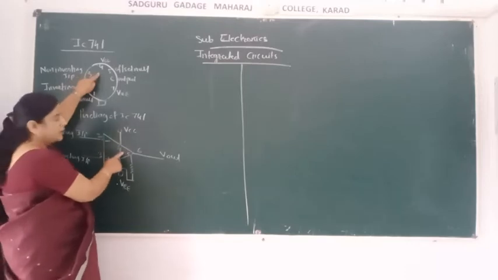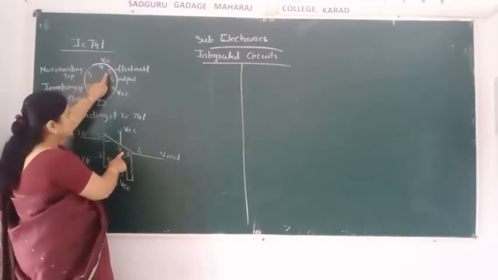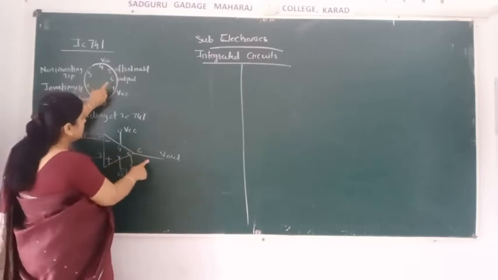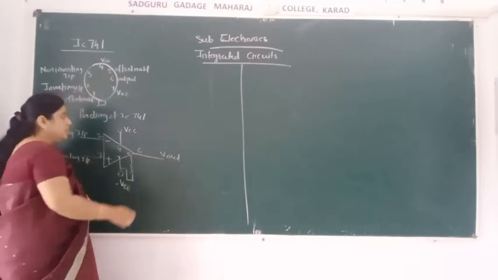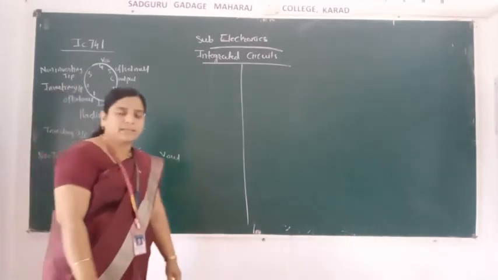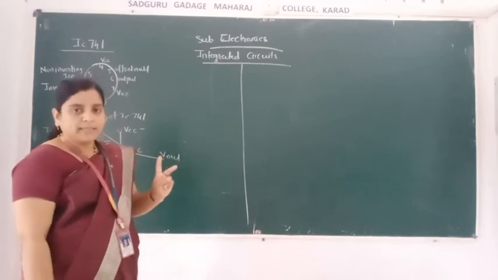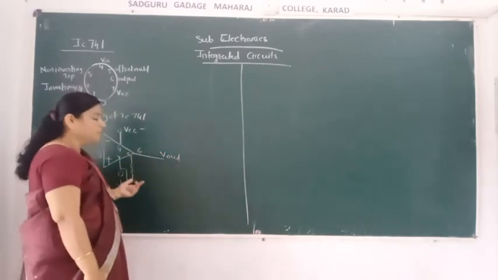4 number is given to the voltage supply, 5 number is also for offset null, and 6 is output, and 7 is the minus VEE. VCC and minus VEE means what? It is a positive supply and negative supply. Operational amplifier requires two supplies, that is plus supply and minus supply.